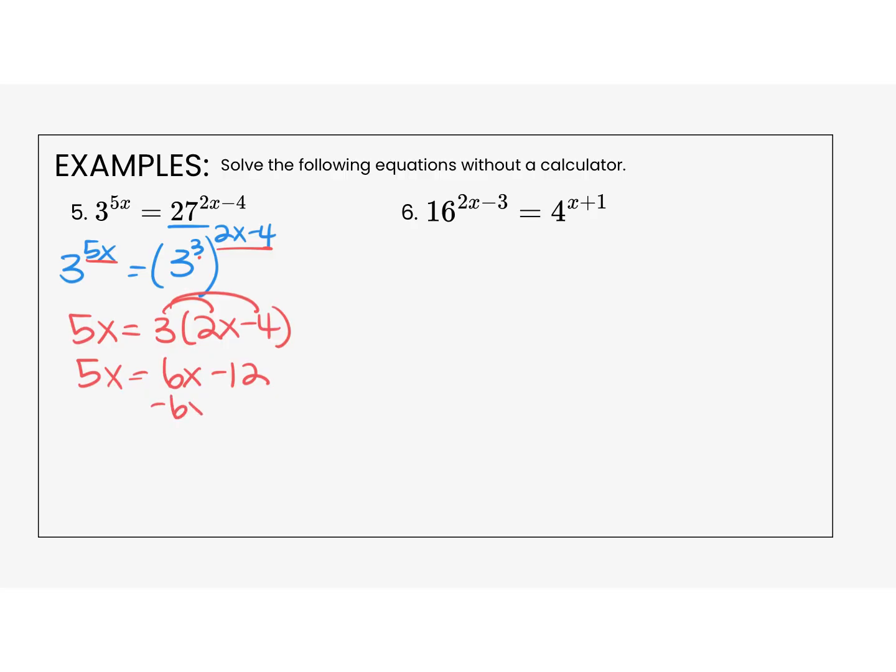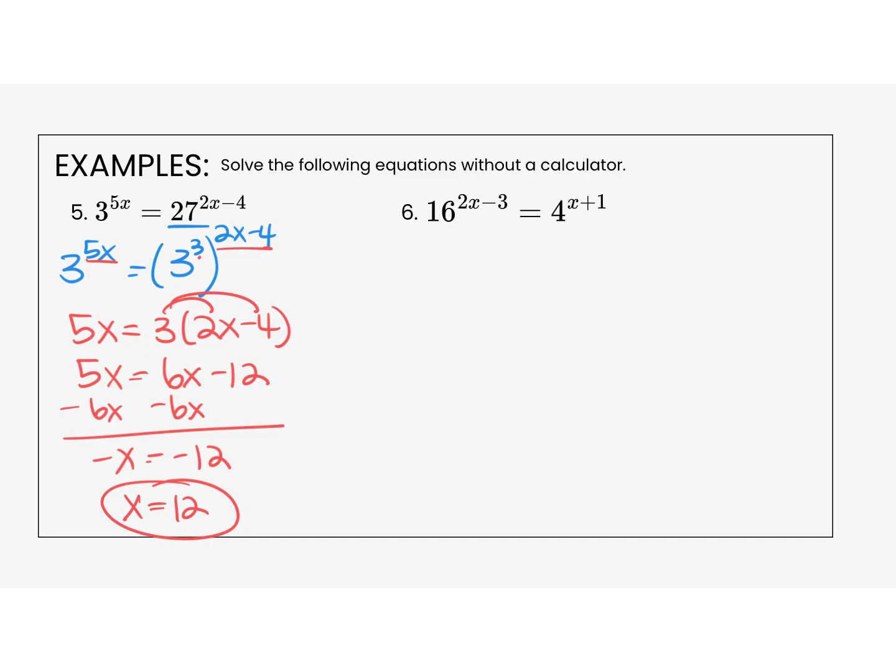I would subtract, because I have x's on both sides, I'm going to subtract that over there, so I get negative x equals negative 12, which means that if I were to divide by negative 1, x equals 12. So just a little bit more work to do, but we can still do it.